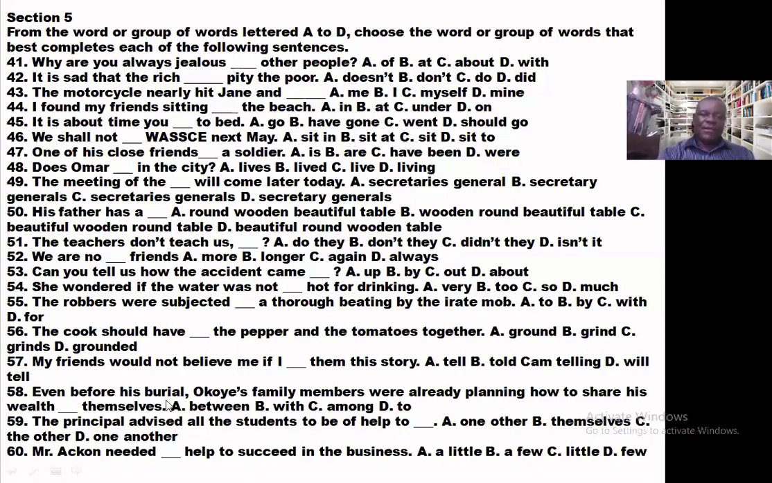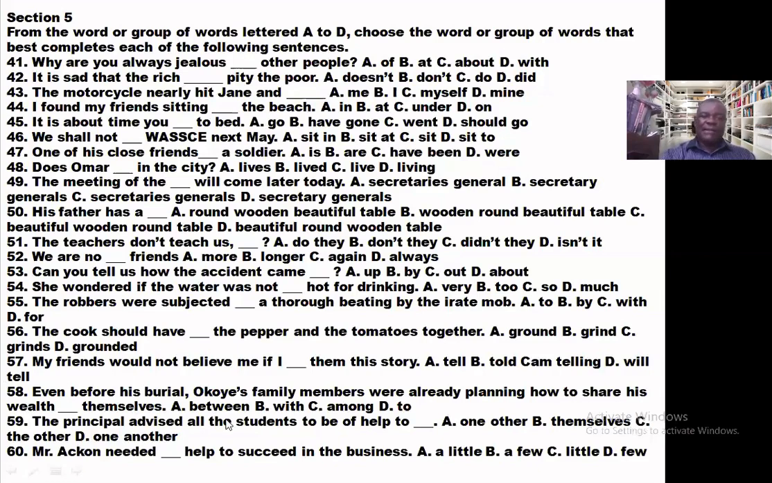58, even before his burial, Okoye's family members were already planning how to share his wealth dash themselves. Here we have more than two. If there are two persons, we will be talking of sharing between the two persons. But once it's more than two persons, the appropriate thing is among, planning to share his wealth among themselves.